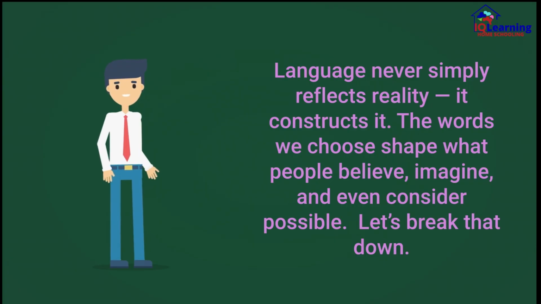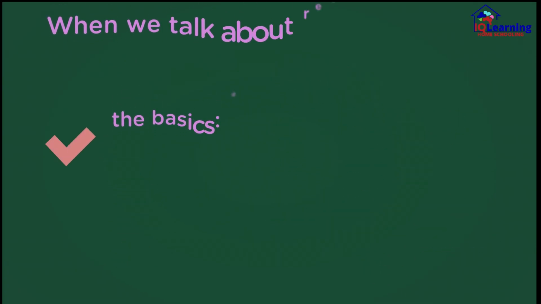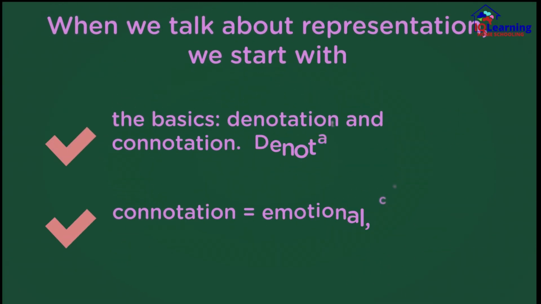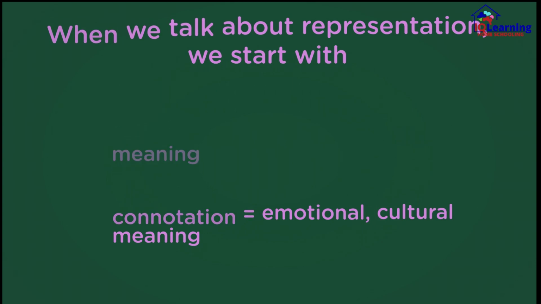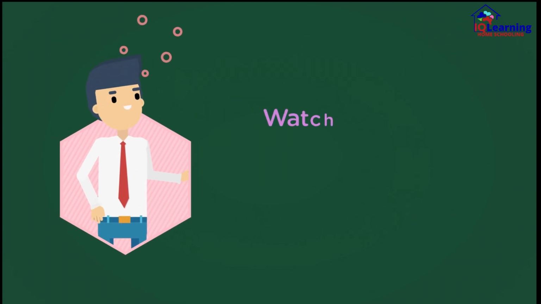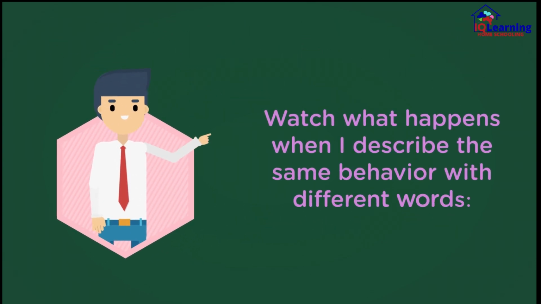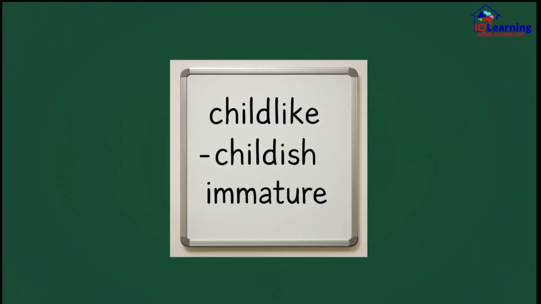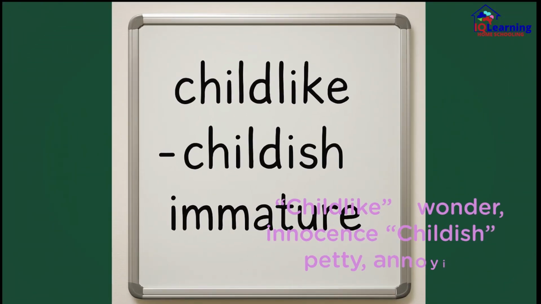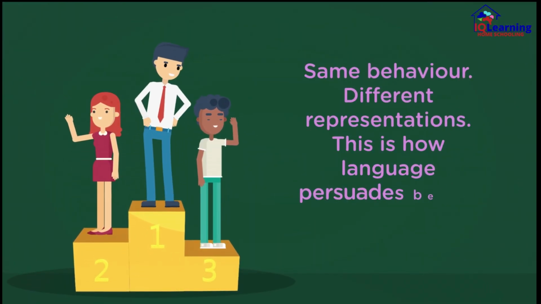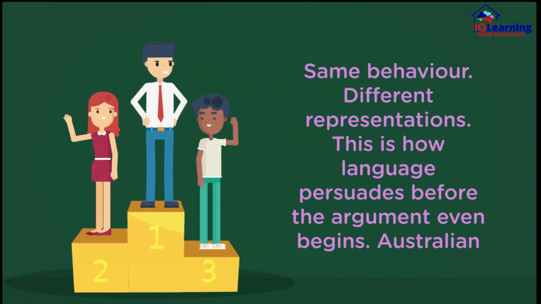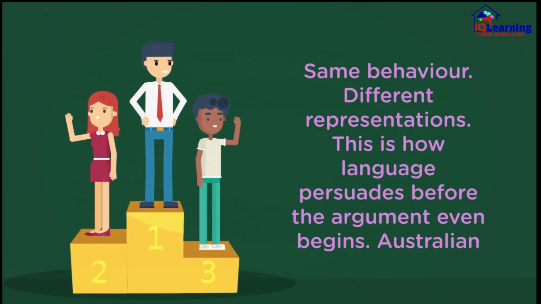Let's break that down. When we talk about representation, we start with the basics: denotation and connotation. Denotation equals literal meaning. Connotation equals emotional, cultural meaning. Watch what happens when I describe the same behavior with different words. Childlike, wonder, innocence; childish, petty, annoying, immature, irresponsible, unacceptable. Same behavior, different representations. This is how language persuades before the argument even begins.